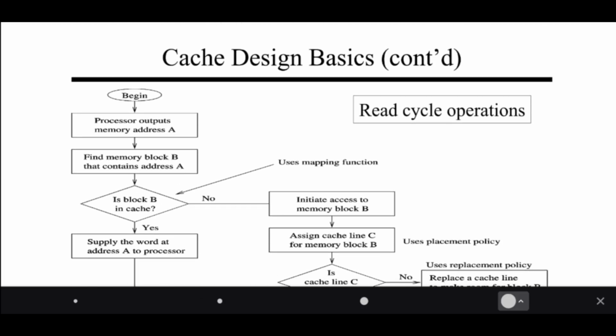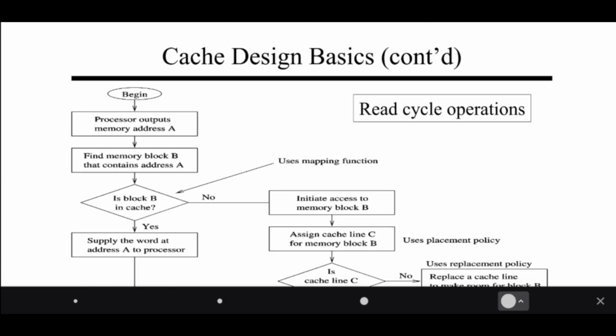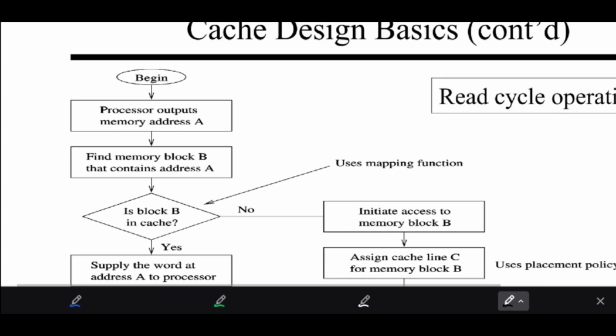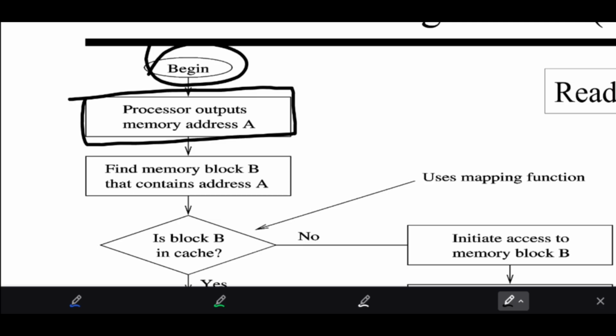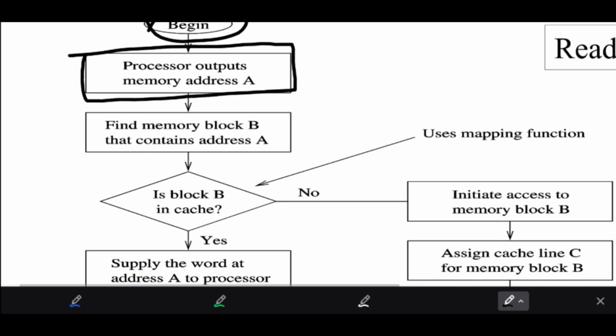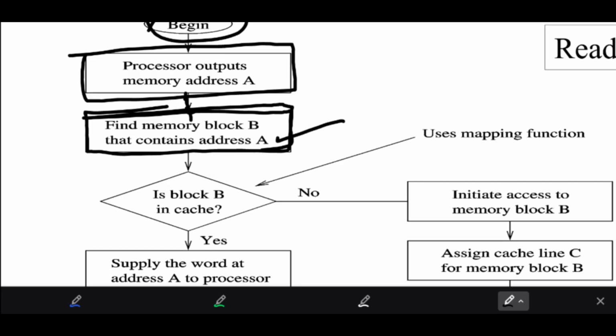Here is a flowchart of how the cache works, a read cycle operation. First, the processor outputs a memory address, a request for a memory address. Then find the memory block B that contains address A. Where is it searching? It is searching for the address inside the cache.